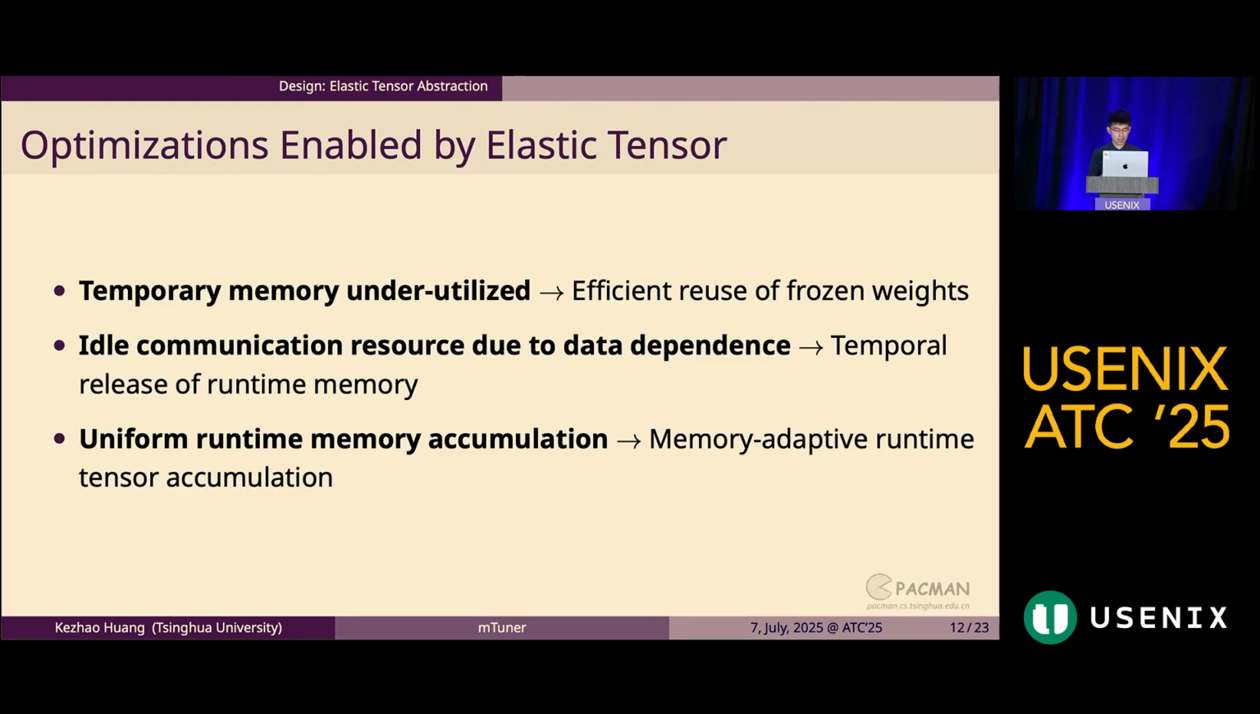By using Elastic Tensor, we unlock key optimizations to tackle the inefficiencies which were mentioned before. First, we use frozen weights efficiently, avoiding redundant reloading and reducing memory waste. Second, we break strict data dependence by allocating and communicating weights earlier, allowing better overlap between communication and computation. Finally, instead of accumulating memory uniformly, we adaptively manage activations based on real-time memory demands. Together, these optimizations boost memory efficiency and throughput, making large-scale PEFT models practical.